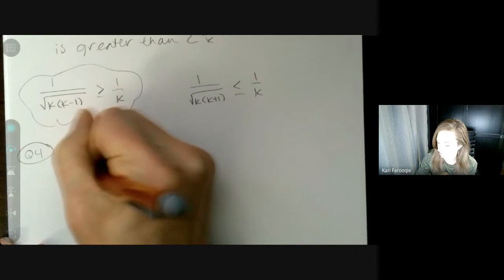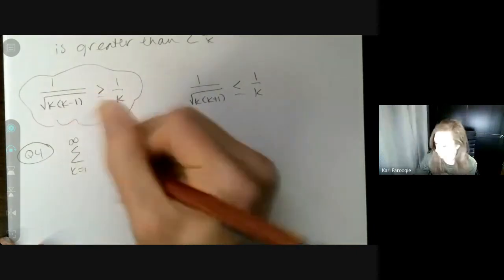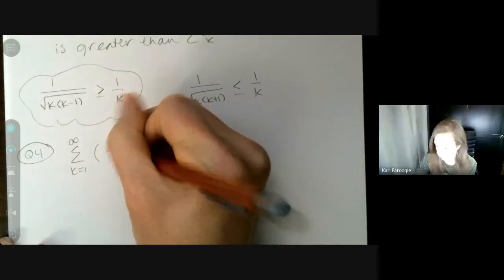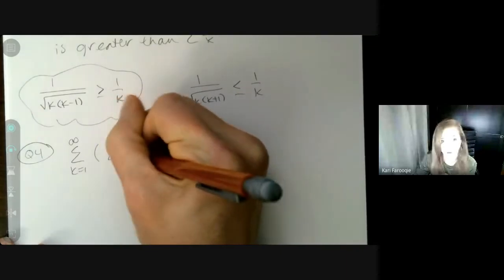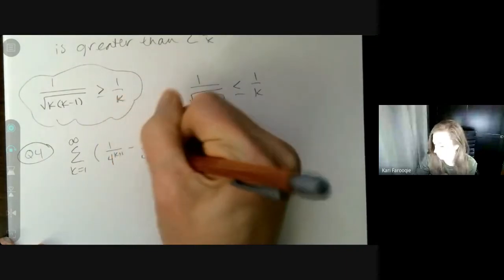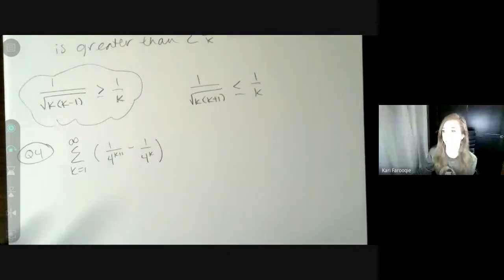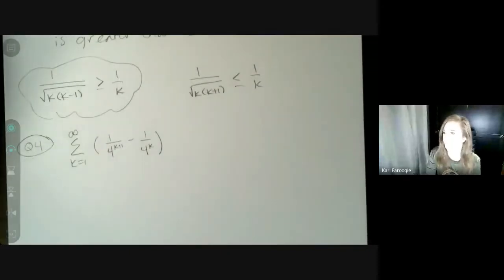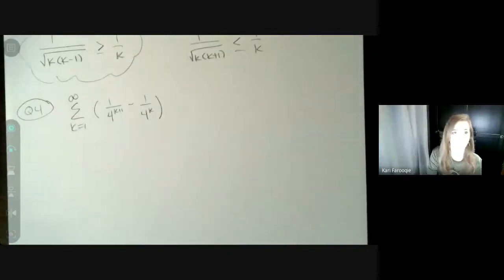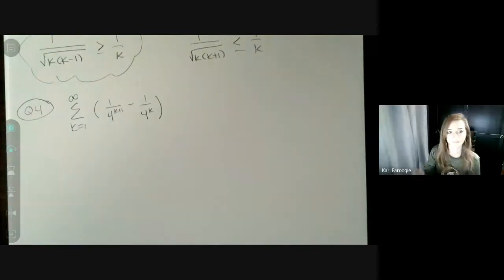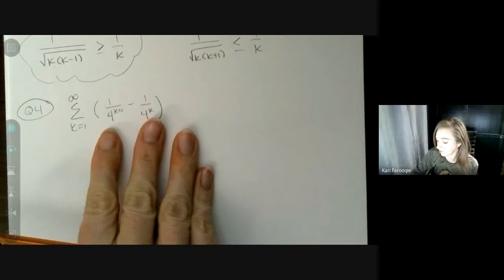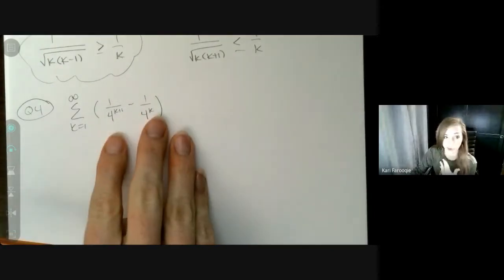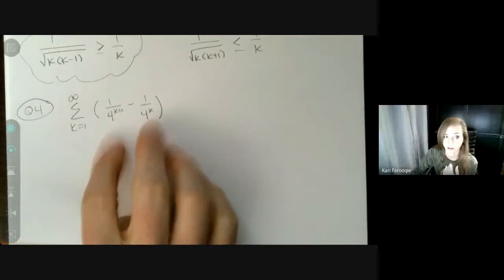So you're going from k equals 1 to infinity of 1 over 4 to the k plus 1 minus 1 over 4 to the k. Okay. So for the telescoping series, and I mentioned it before, but it bears repeating. If you see a series automatically that's written as a subtraction of two terms, you should be thinking telescoping series.